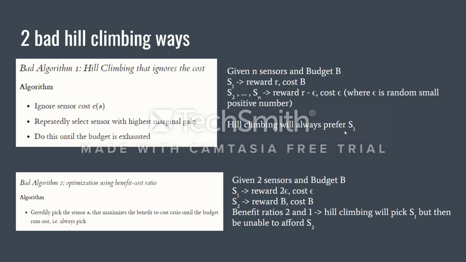Here's the first one, which is hill climbing that ignores the cost. This is bad because if subsequent sensors have a very small cost, the algorithm will prefer the initial sensor over the cheaper ones. Below that is the second method, which uses a benefit-cost ratio for optimization. This one is also bad because the algorithm will pick a solution but then be unable to afford subsequent ones.